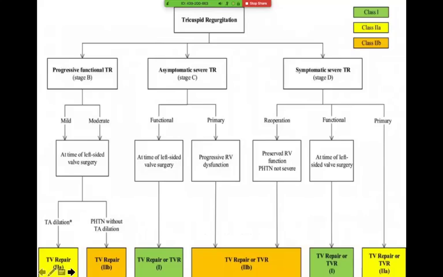Yeah, this has already been discussed by Sunil. I just wanted to go through it because there are only two class 1 indications for repair. You see the guideline. Mainly, it is functional tricuspid regurgitation addressed during left-sided heart valve surgery. Now, that is mainly when you address mitral valve surgery, we need to address the tricuspid valve, especially when the tricuspid valve annulus is dilated.